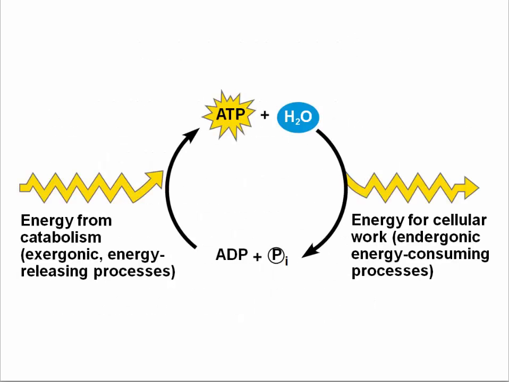And so here we have what I just said in words in a nice pretty picture. On the left hand side you have this zigzaggy arrow which represents energy from catabolism, like exergonic, energy-releasing processes, forming ATP plus water, and then releasing energy with the hydrolysis of ATP to become ADP and phosphate, and then that energy is going to be used for endergonic processes.